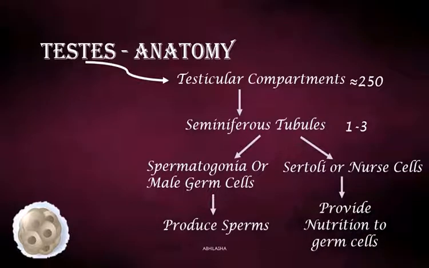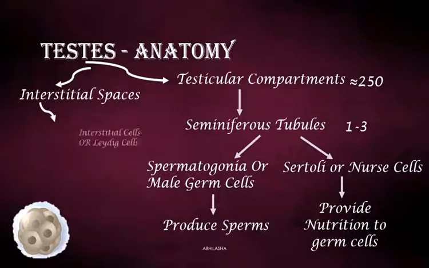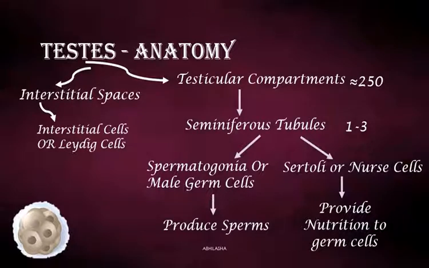The region in between the seminiferous tubules is known as interstitial spaces. It contains small blood vessels and interstitial cells, or the Leydig cells. Leydig cells synthesize and secrete testicular hormones called androgens. The most important androgen is testosterone. This controls the development of sexual characters and spermatogenesis. Now the function of testis is spermatogenesis and secretion of testosterone.